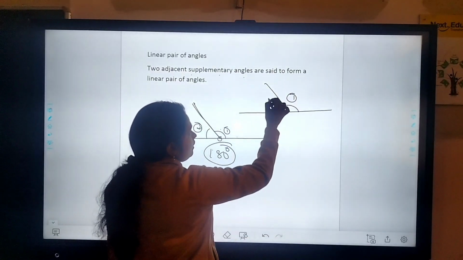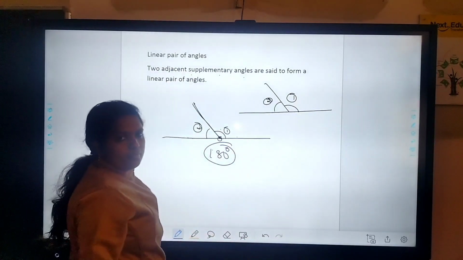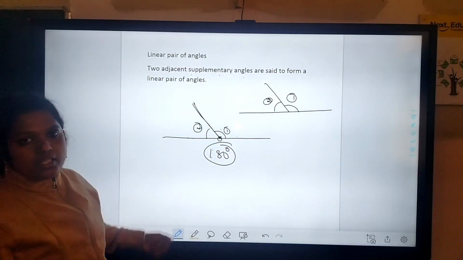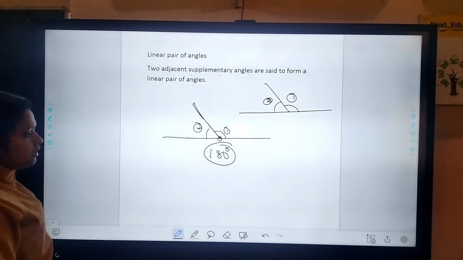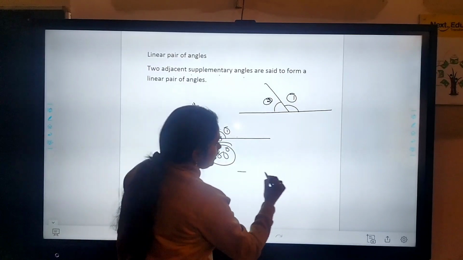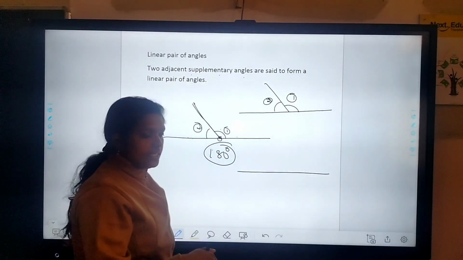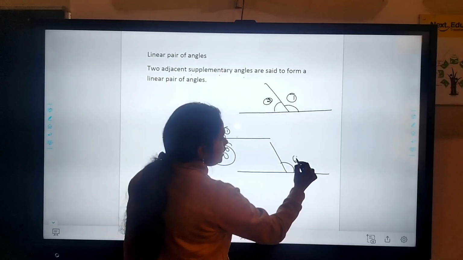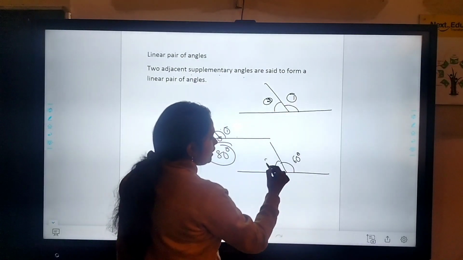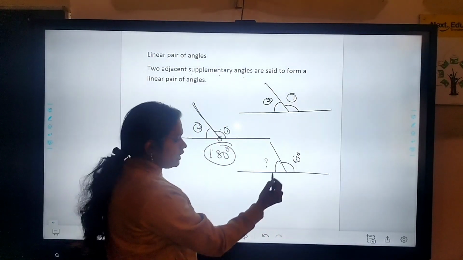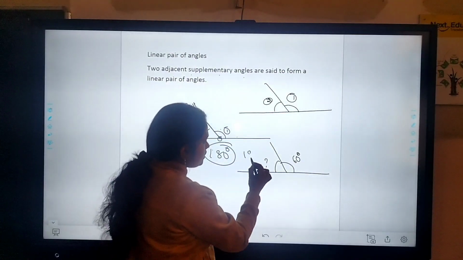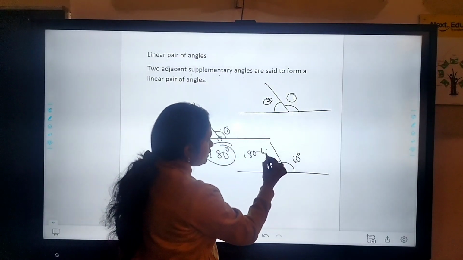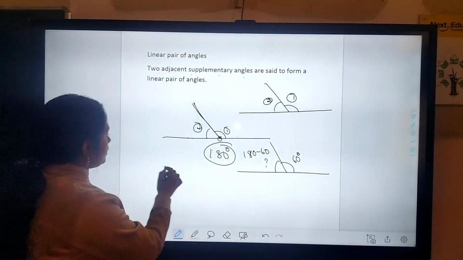When you take the sum of these two, it will be 180 degrees. That is called linear pairs of angles. And if two angles are a linear pair and one angle is given as 60 degrees, what will be the other angle? If both angles are a linear pair, we need to find this angle: 180 minus 60.